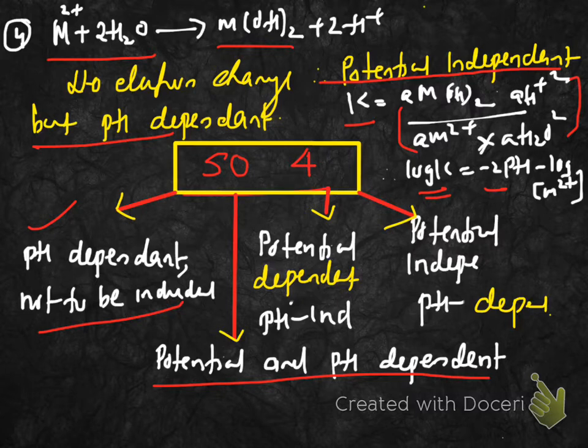Fourth one, they are potential independent but pH dependent. These kinds of reactions are not redox reactions as like this. It is the change from one oxidation state to the same oxidation state but in different species.